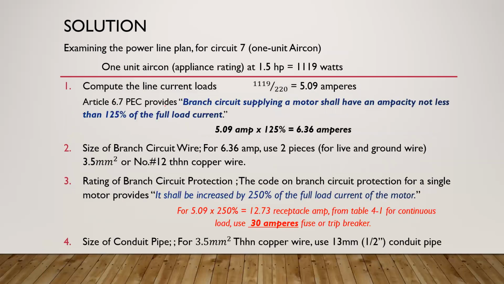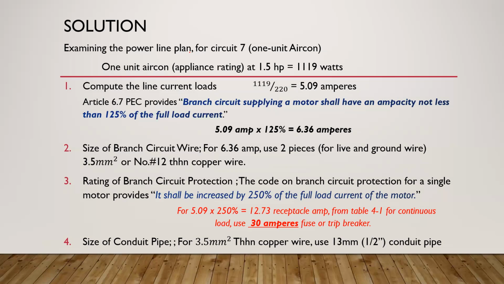Okay, next, examining the power line plan for circuit number 7 with 1 unit of aircon. Our aircon's appliance rating is 1.5 HP. Per HP is 746 watts. So for 1.5, we have 1,119 watts. So let's compute its current load. We divide by 220, and we have 5.09 amperes.